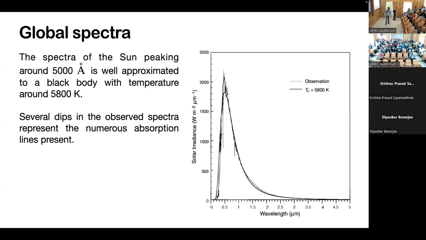What you see here is that this agrees very well with the black body radiation curve for most of it, apart from these deviations because of the zigzag lines. Those zigzag lines are absorption lines or emission lines present in that part of the spectra, but overall the continuum matches pretty well with the black body radiation.